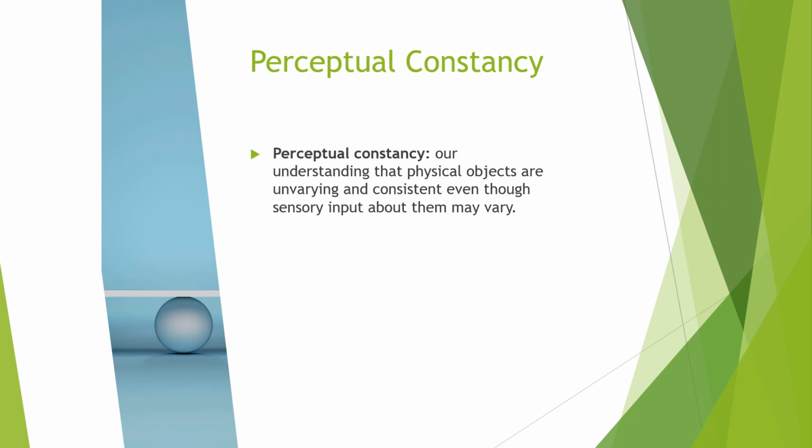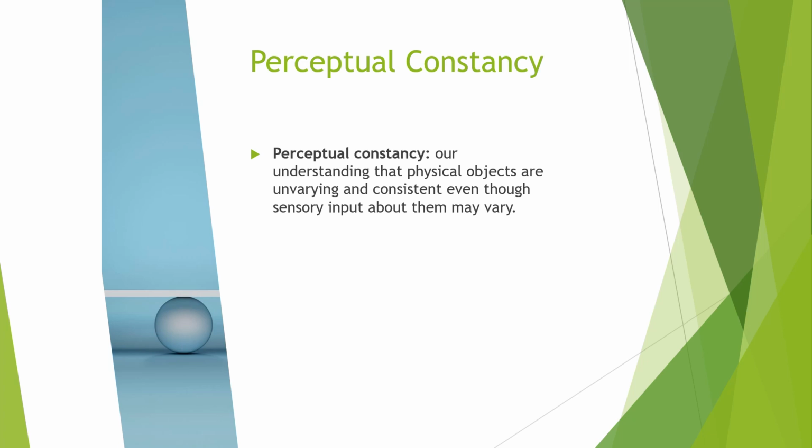Perceptual constancy. Whenever you think about the word constancy, you think about the word constant. Something that is constant is always there. So think about what we mean by perceptual constancy. It is our understanding that physical objects are unvarying and consistent, even though the sensory input we get may be different. We perceive it as the same. It remains constant, even though that sensory input may be different.